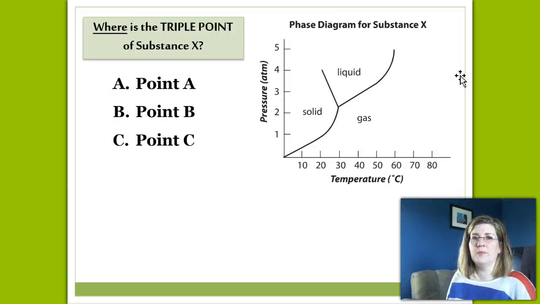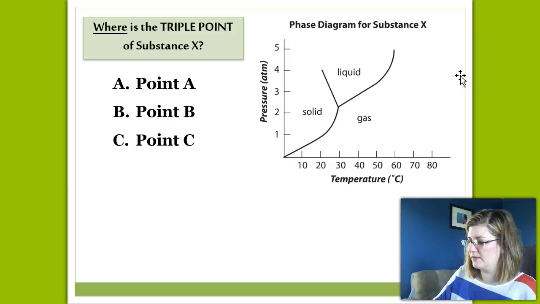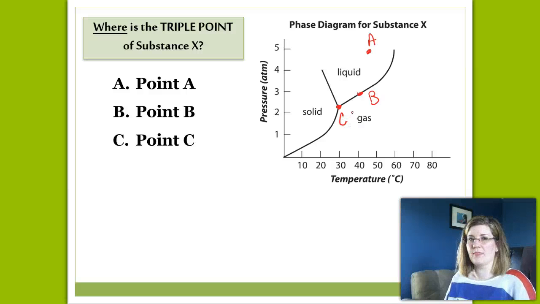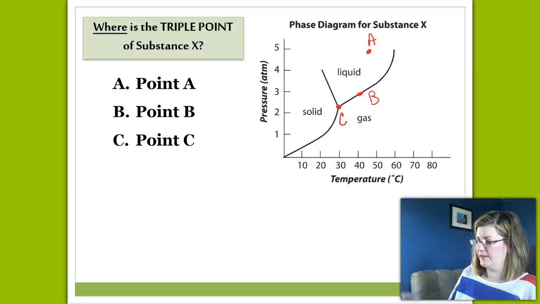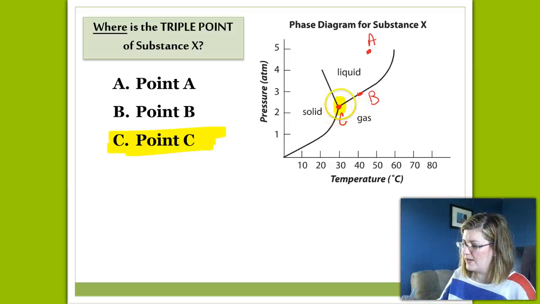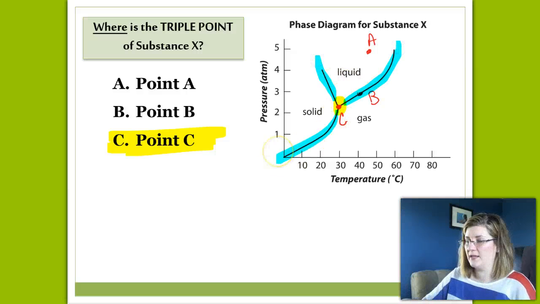Okay, where's the triple point? Is it point A? I never put points on here, so let's try this. Is it point A? Is it point B? Or is it point C? All right. If you answered point C, you would be correct. That triple point is right in the middle where all three of these curves for all the different phases connect. And you have all three phases of substance X. You have a little bit of solid, a little bit of gas, a little bit of liquid.